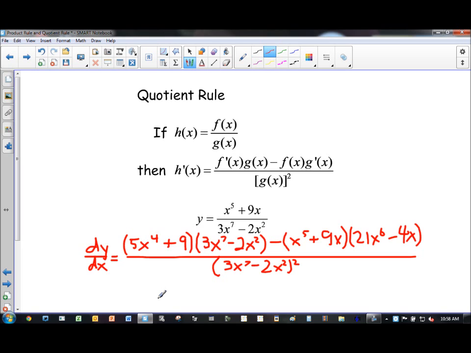So that's the product rule and the quotient rule, and if you have any questions, please email those to me. Also, if you want to see the proof of these rules, that will be in a separate video. Other than that, we will practice this tomorrow.